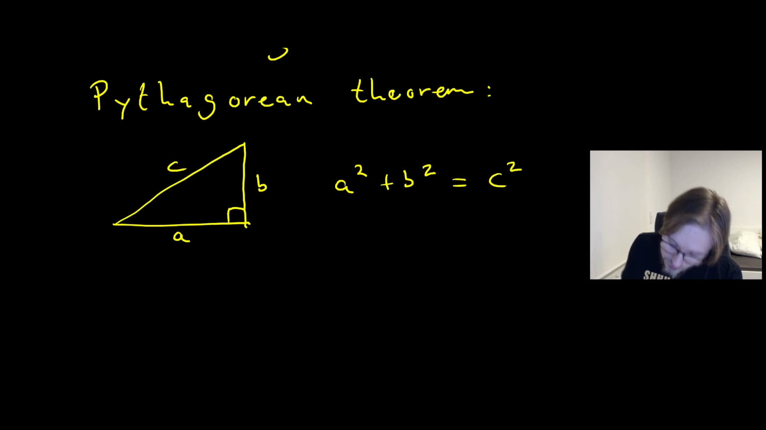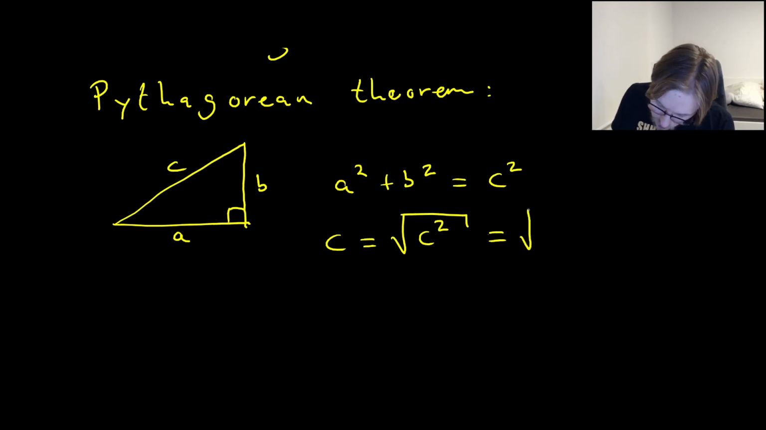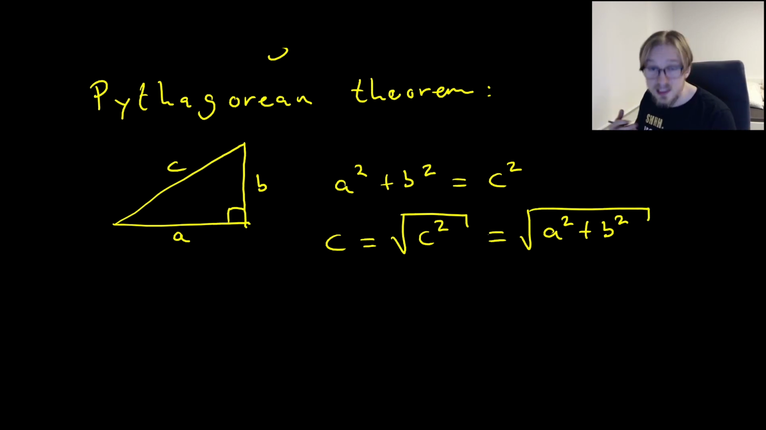Now, in order to calculate the value of c, we take the square root of both sides of the equation. So we can write c, which is just the square root of c squared, is also equal to the square root of a squared plus b squared. So this gives us a way to calculate the length of the hypotenuse of the right-angled triangle.